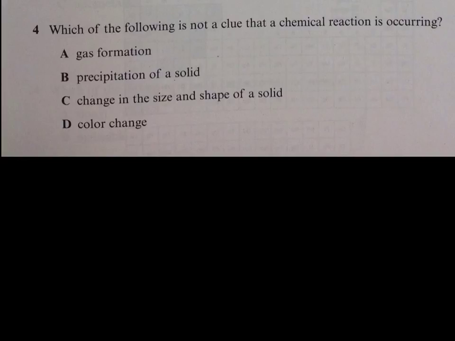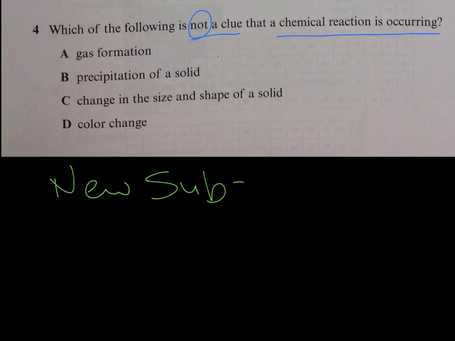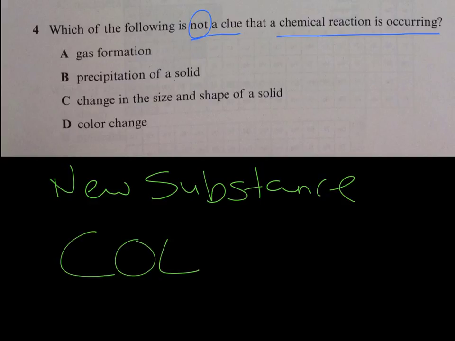Alright, let's look at number 4. In this one, we have: which of the following is not a clue that a chemical reaction is occurring. So again, what did I tell you to write down immediately every single time that you see something about chemical changes or chemical reactions? There's two things. Great job. We write down new substance. And what's the other thing we write down? Great job. We write down cold pig.